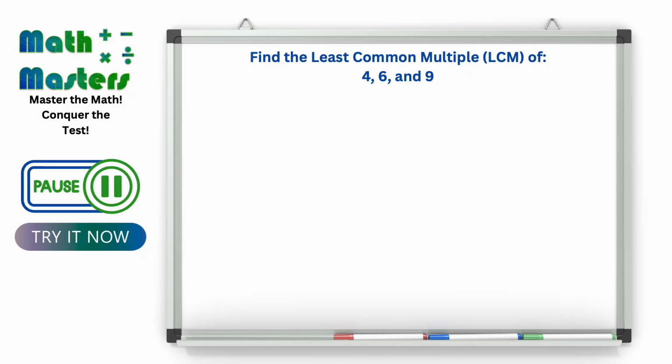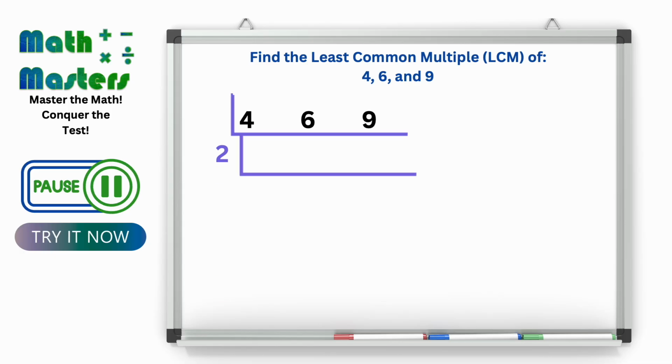All right, how was it? Were you able to find the least common multiple of these 3 numbers? Let's work it out together to see if we get the same answer. First, we're going to write the 3 numbers, 4, 6, and 9, and we're going to start dividing by prime factors. Our first prime number is 2, so let's divide by 2.